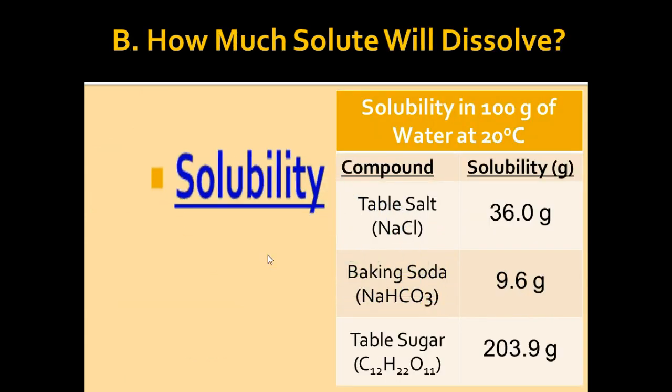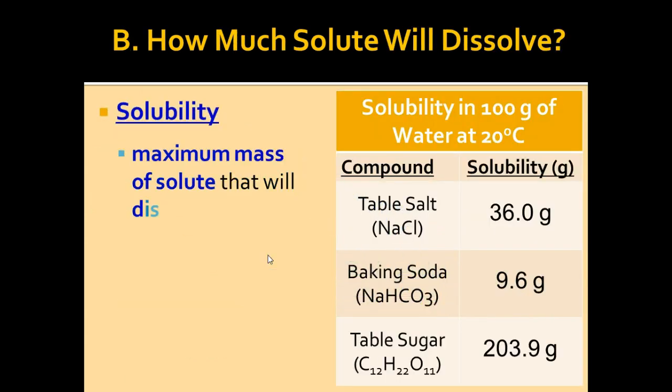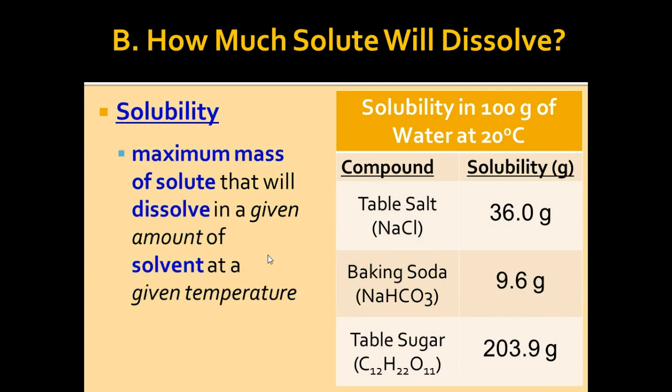Then we have solubility, and solubility is the ability or a maximum mass level of solute that will dissolve in a given amount of solvent. So pretty much how much can we dissolve at a given temperature and given amount of solvent. And so we have different solubilities for different substances and different gram amounts.